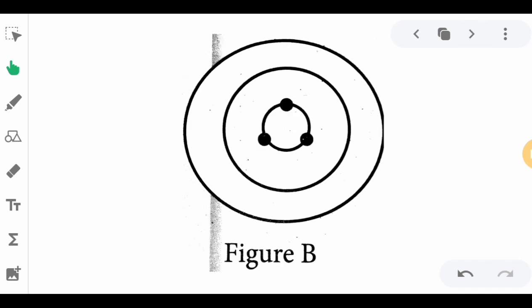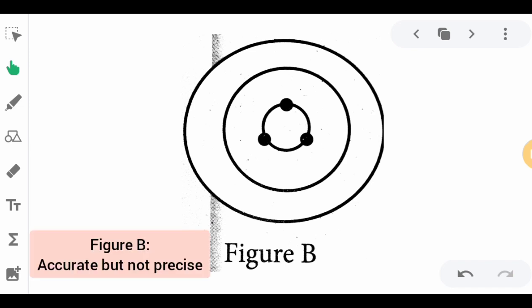Next, I have the second figure, letter B. For letter B, the dots are close to the standard value. They are close within the target circles. But the dots are not close to one another. Since the dots are close to the standard value, it shows accuracy. But since the dots are not close to one another, they are not precise. So the values measured in figure B are accurate but not precise.